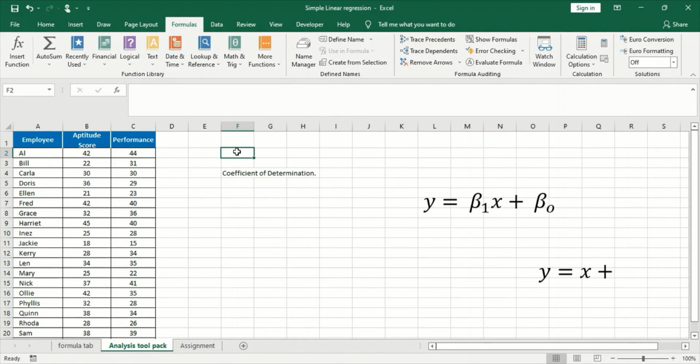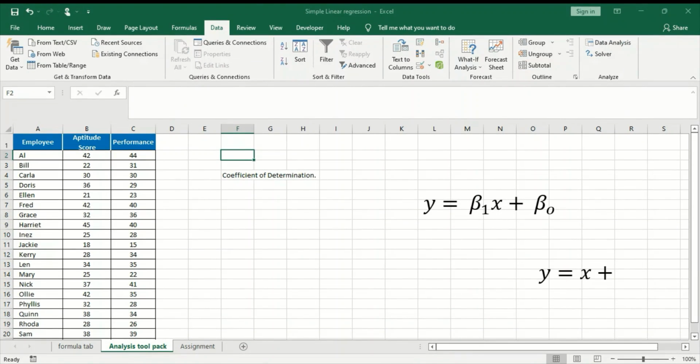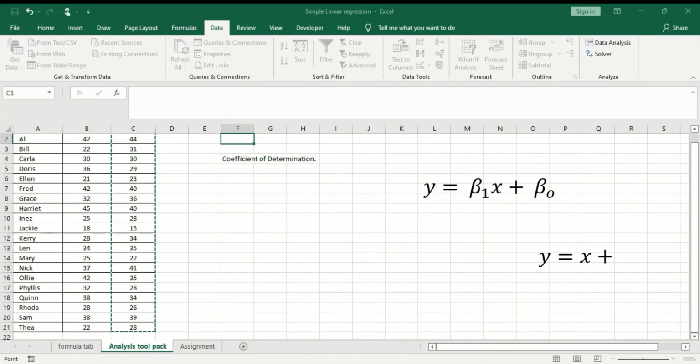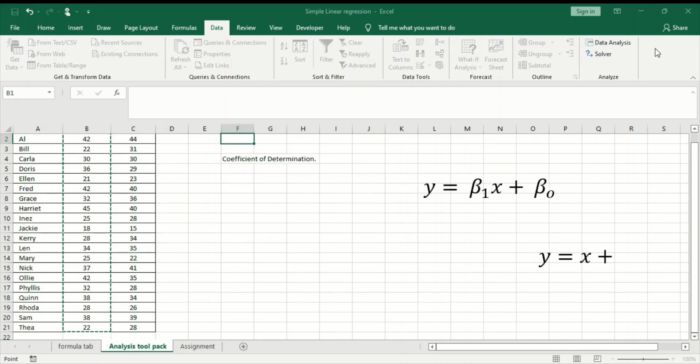to our toolpack method. So we're going to go to data analysis toolpack. Now we're going to pick regression. This is regression, so I'm going to pick regression. Then I'm going to input my y. Remember, our y is performance, so let me pick the performance downward. Then our x range. Our x range is this downward.